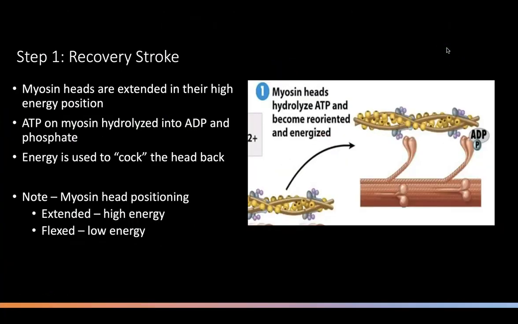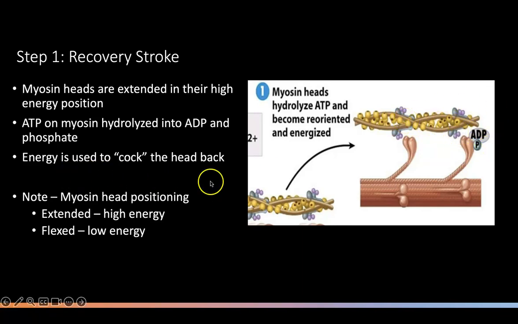Step 1 is the recovery stroke, and this is characterized by the myosin heads being in their extended position, which is their high energy position. Here are some myosin heads. Even though these seem flexed, they're not. This is their extended version. The flexed version is kind of like a curlicue, which we'll see on some later slides. Here's some myosin, and these yellow balls are actin, which I'll go into in later slides.